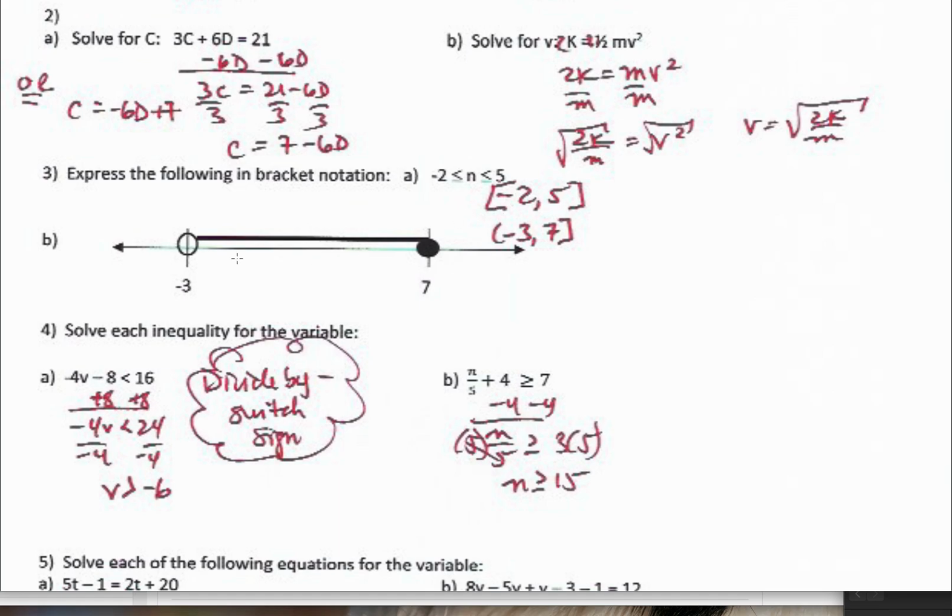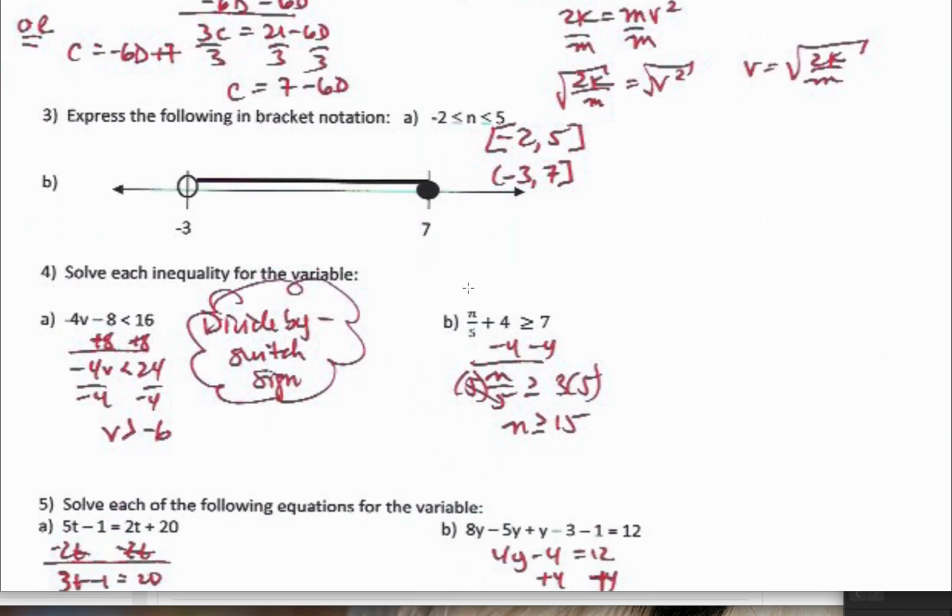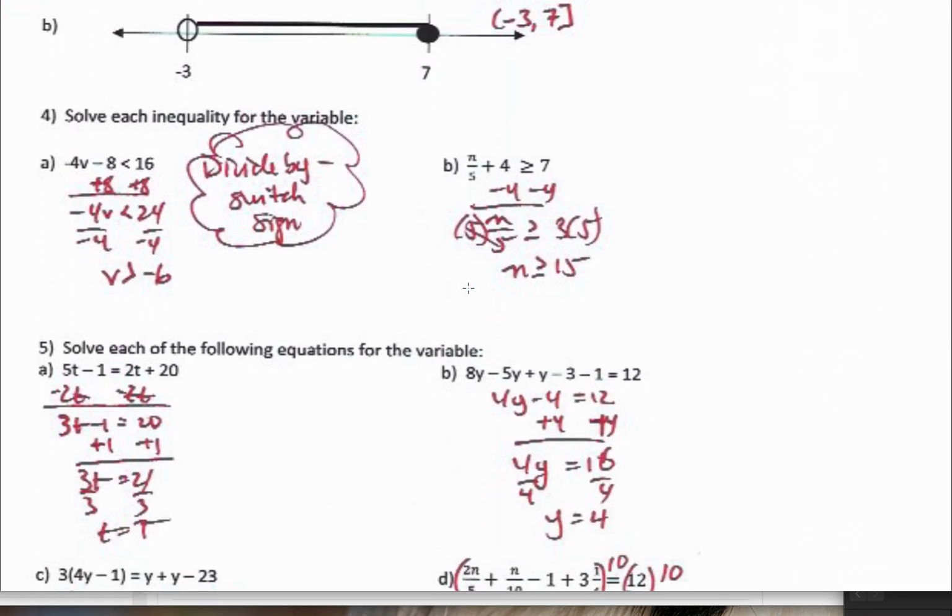As opposed to letter B, which is a parenthesis because you're not allowed to equal that -3. So it's parenthesis -3 to 7. Oh, and by the way, also the 7 is a bracket because you are allowed to equal the 7 because it's filled in. If it's not filled in, it's a parenthesis. If it is filled in, it's a bracket.